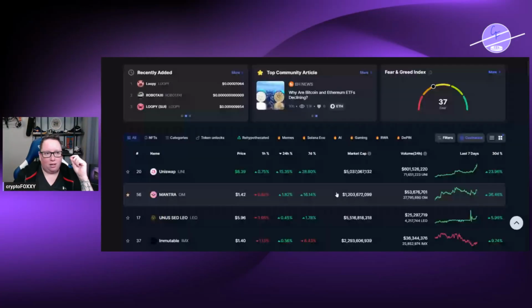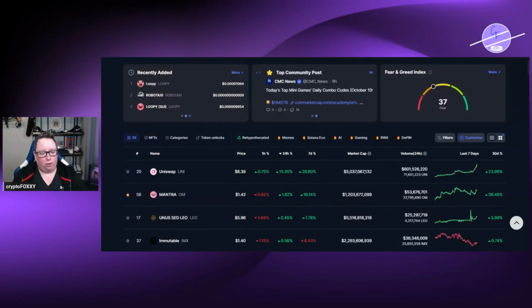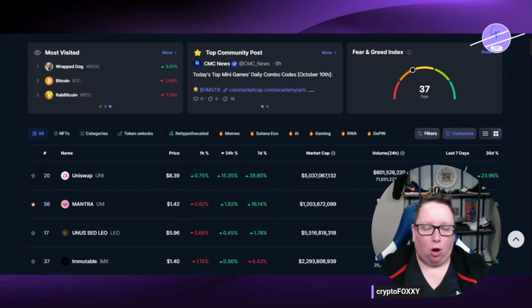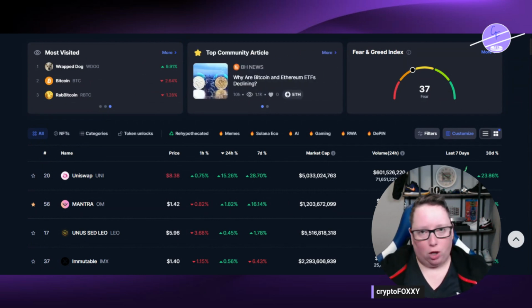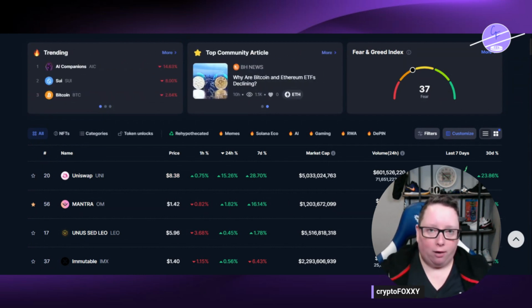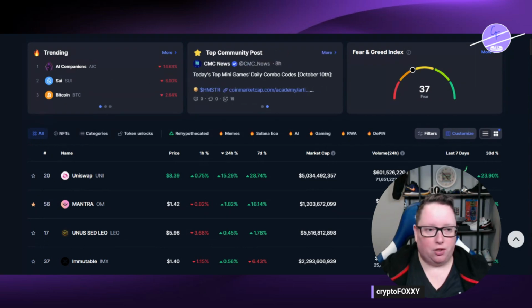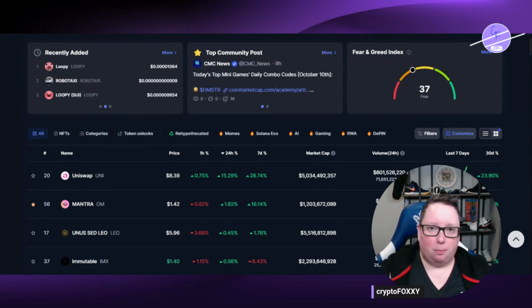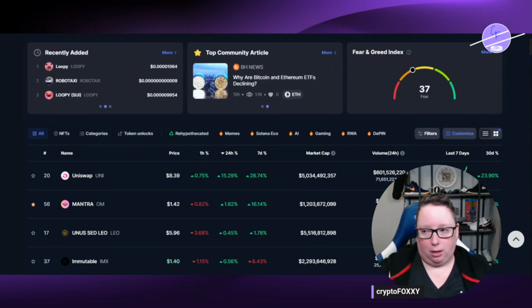Uniswap. Now, Uniswap is known to be the main swap in DeFi. It's used widely amongst a lot of different projects and chains and things like that. And Uniswap has been standing out as one of the most go-to DeFi swaps.